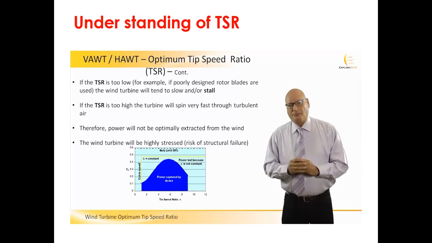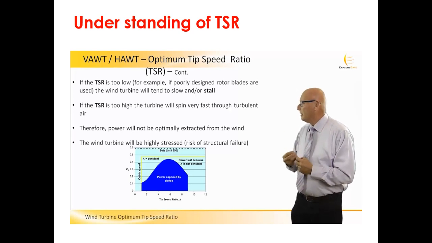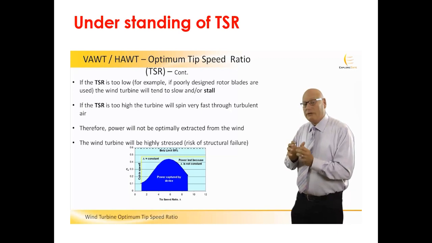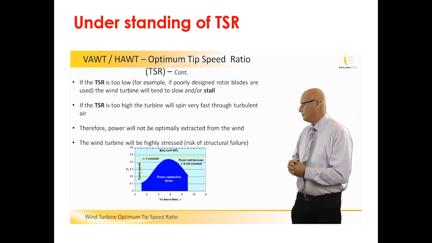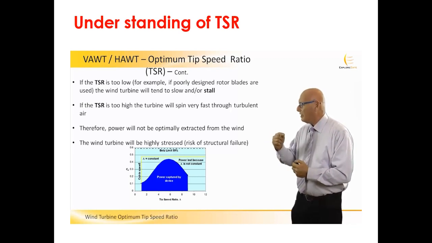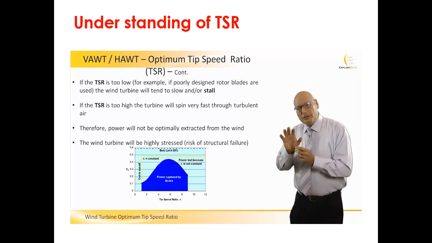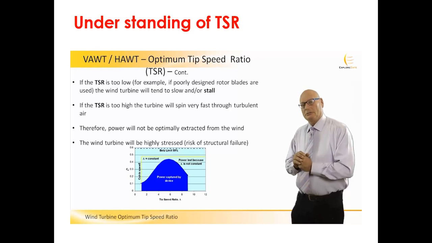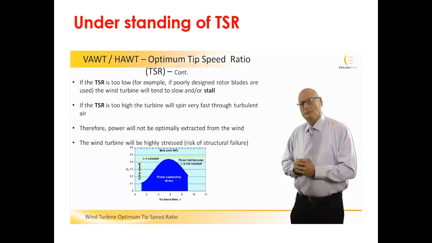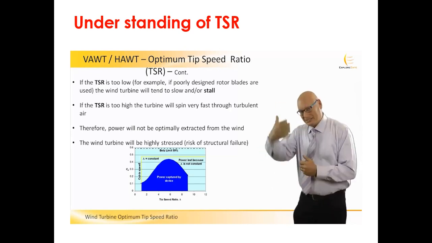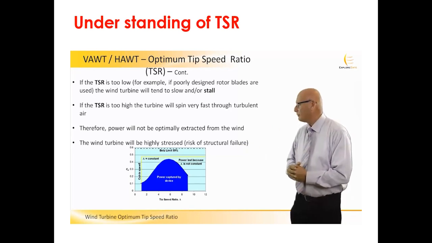Let's look at this graph. If the TSR is too low, for example, it was designed poorly, the wind turbine will turn too slow or even stall, and we will be on the left of the graph below the cut-in speed. If the TSR is too high, the turbine will spin very quickly, and the wind will see a wall. If the wind sees a wall, as we've spoken before, the efficiency goes down because the air does not flow through. So the efficiency goes down, and we are on the right-hand side of the graph.